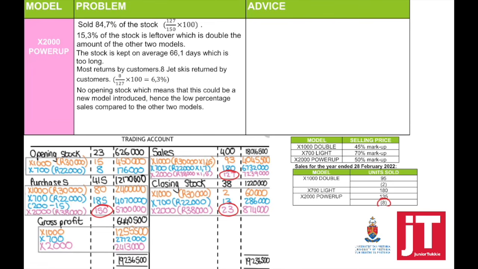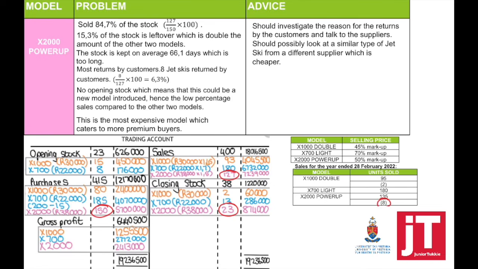What we need to take note of as well, there's no opening stock, which means that this could be a new model that was introduced, hence the low percentage sales compared to the other two models. So another thing, this is the most expensive model which caters to more premium buyers.